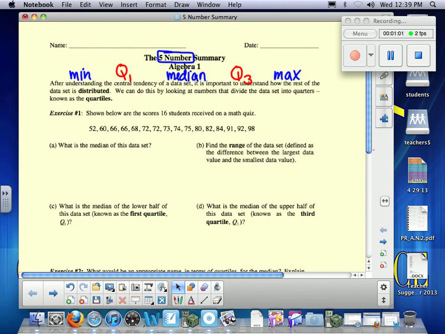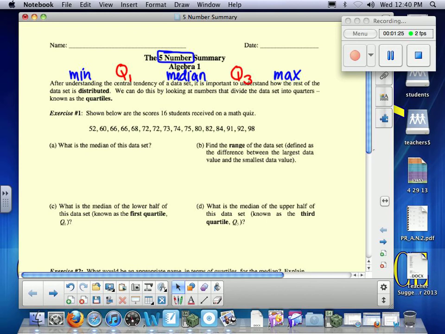So let me explain briefly what the quartiles are. We're going to take our data and divide it into 4 equal parts, thus making quarters of the data. Somebody say okay. Okay. Great. We call those quartiles, not quarters.